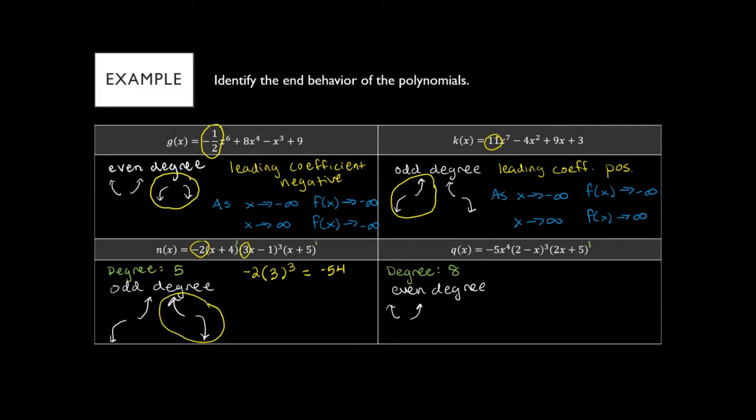So we know it's going to look like either the smile or the frown. So now for our leading coefficient, I've got the -5. Now here in front of the x, I have a -1. And then that has an exponent of 3. And then in the next thing, I have a 2. But that exponent is 1, so I don't need to write an exponent there. So I'm just looking at what are the coefficients in front of all the x terms, and then what is the exponent associated with that.